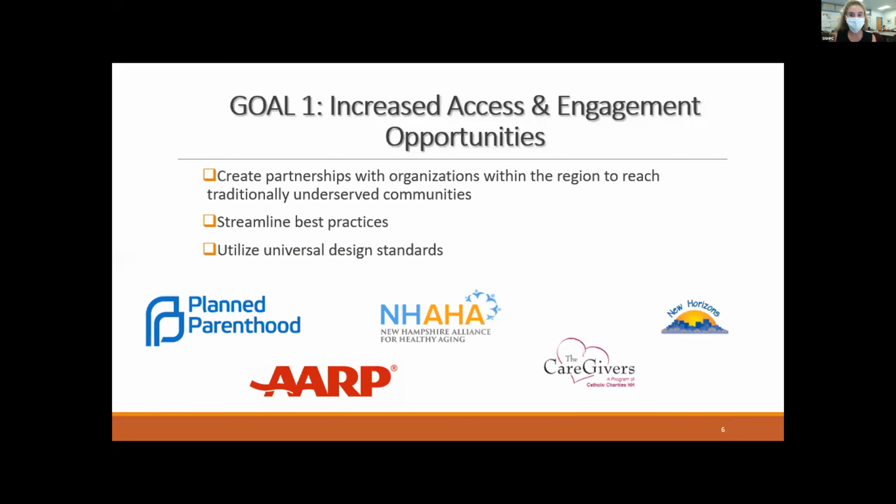We'd also like to streamline our best practices. So what do we have the most success with when it comes to outreach, and how can we improve that? Lastly, we would like to utilize universal design standards, which are essentially graphic design standards that allow for any content that we put out to be more digestible for all audiences.